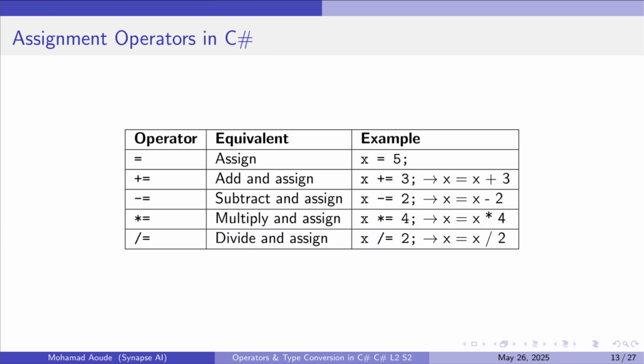Assignment operators bring together calculation and storage in a single action. The first one is for basic assignment. The second one adds a value and then assigns it. The third one subtracts a value and then assigns it. The fourth one multiplies a value and then assigns it. The last one divides a value and then assigns it. These tools help maintain clarity in your code while updating variables.